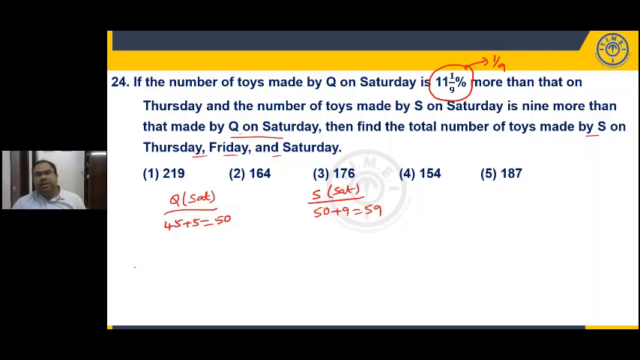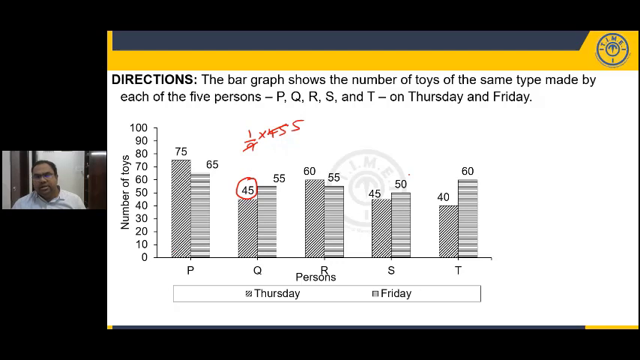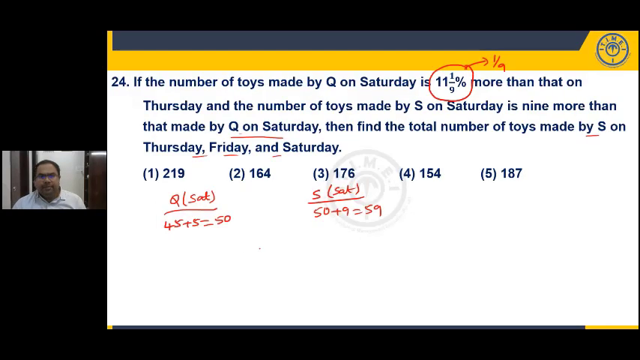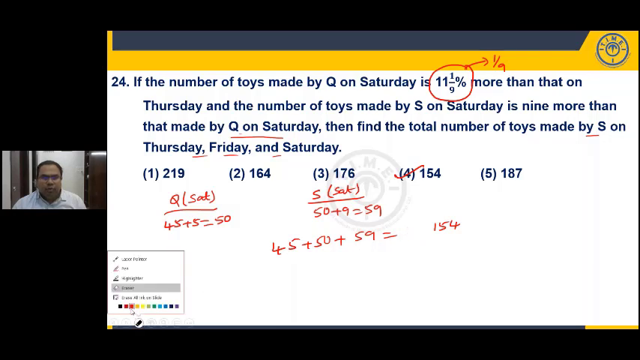What's the question? Total number of toys made by S on Thursday, Friday, Saturday. Thursday, Friday, 45 plus 50, 95, plus 59. 95 plus 60 is 155, one less, so it is 154. Sorry, addition mistake, but it is 154. Option 4.